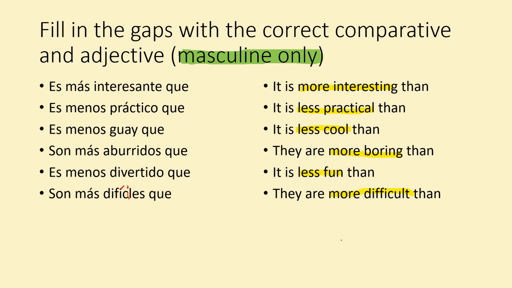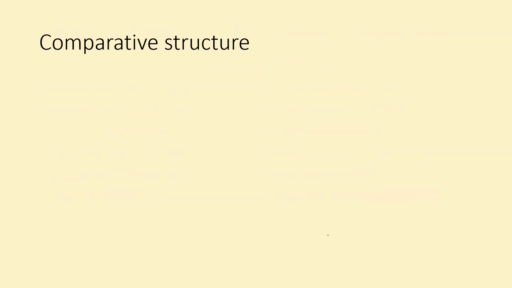Moving on. The comparative structure, you have this on your handout in full. I'm just going to break it down for you step by step. We start off with the school subject. We then add es or son, depending if the school subject is singular or plural. We then need to add más, menos, or tan for if something is more, less, or as.